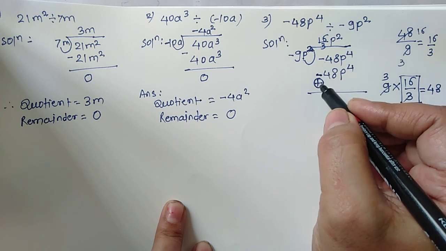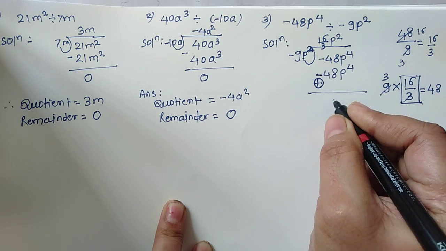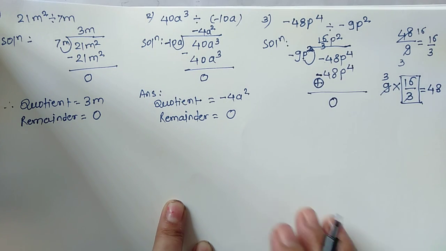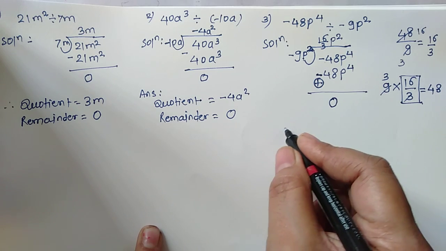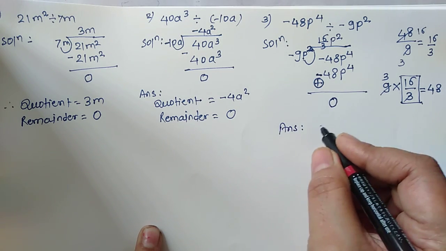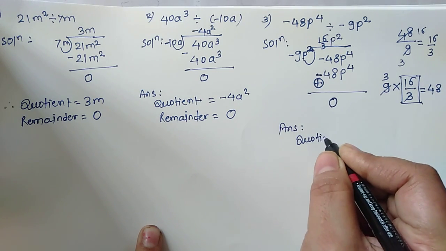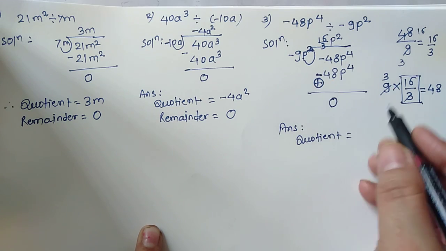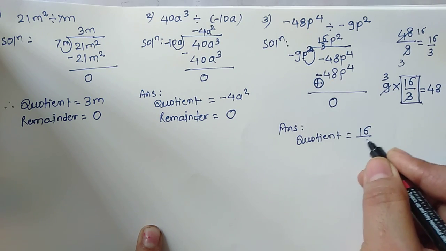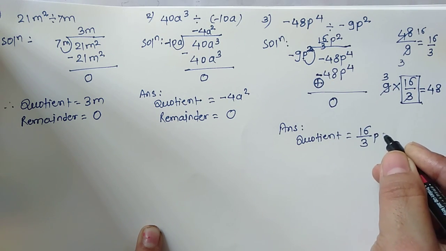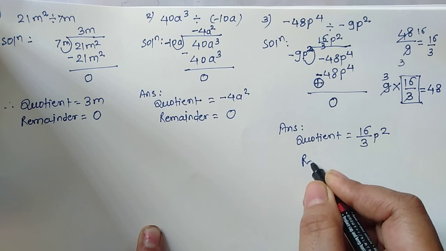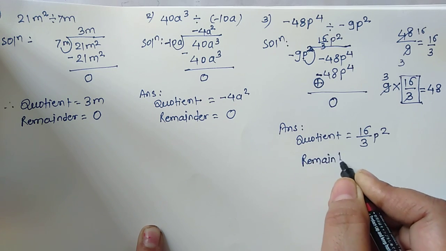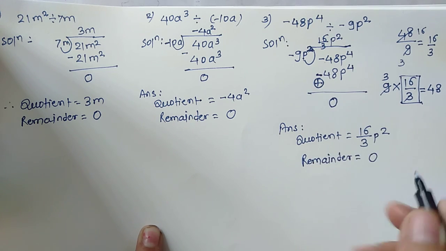So minus 48 plus 48 is 0. So write down the answer here. Quotient is equal to 16 upon 3 p square and remainder is equal to 0.